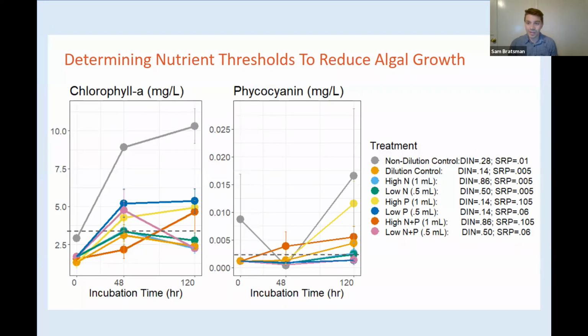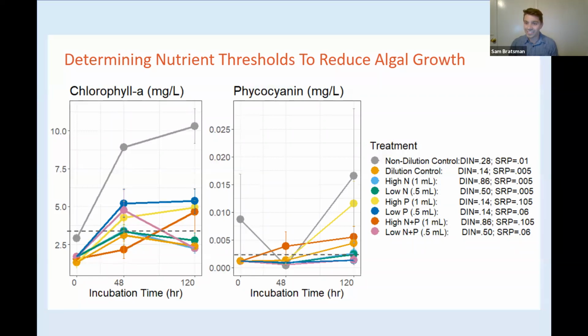So in looking at these two graphs, we're looking at chlorophyll A and phycocyanin. Chlorophyll A is a proxy measurement to measure how much cyanobacteria is in our samples. And cyanobacteria are pretty nasty because they are the ones that produce these toxins that we're so worried about. And also phycocyanin is a proxy for phytoplankton, which is a really big component of these algal blooms that we see.